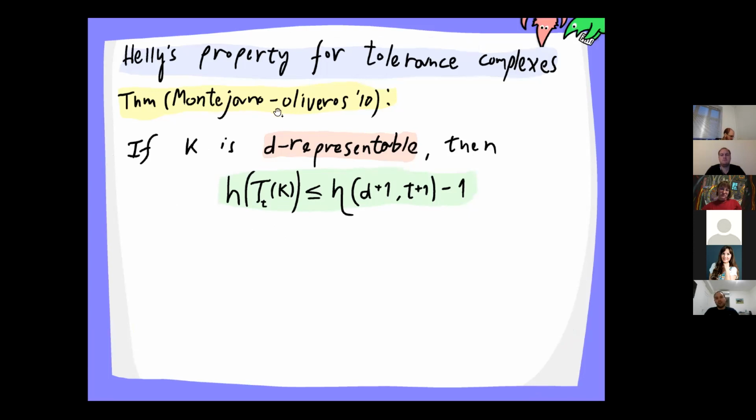And in fact, Montejano and Oliveros proved something stronger than this. They show that we don't need to assume that K is d-representable. It is enough to assume the much weaker property that the missing faces of K are of dimension at most d.